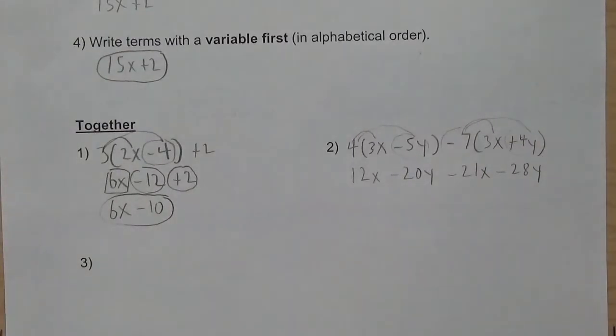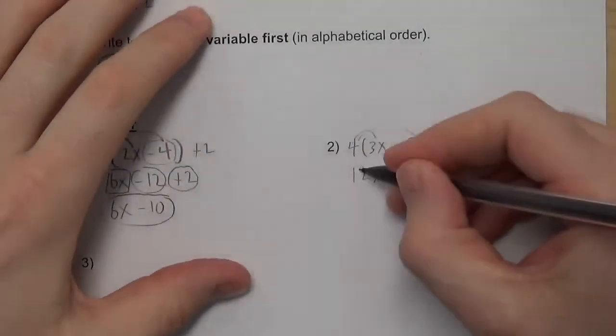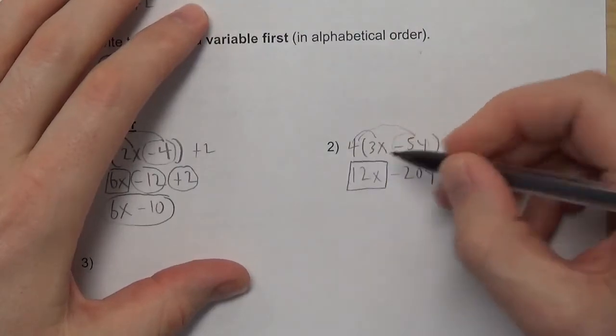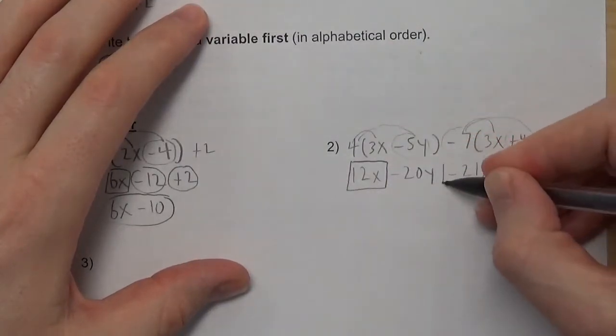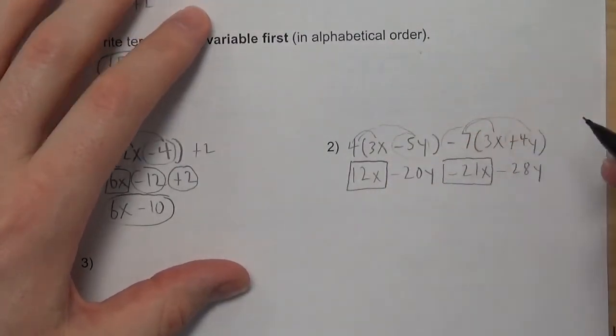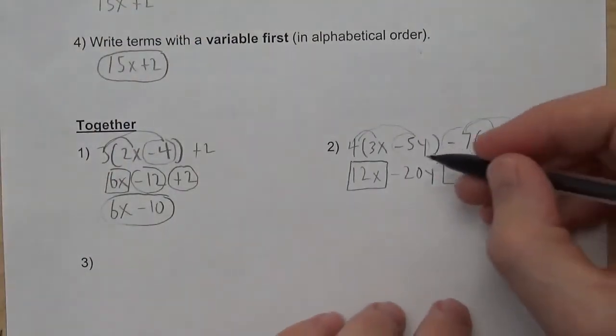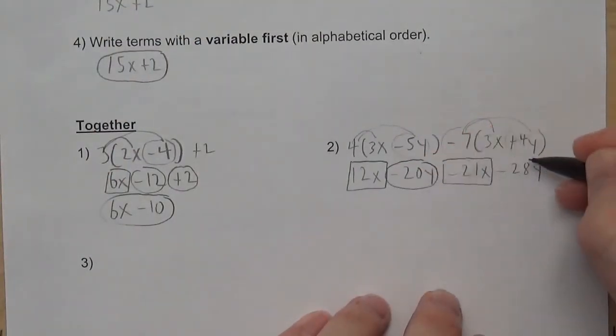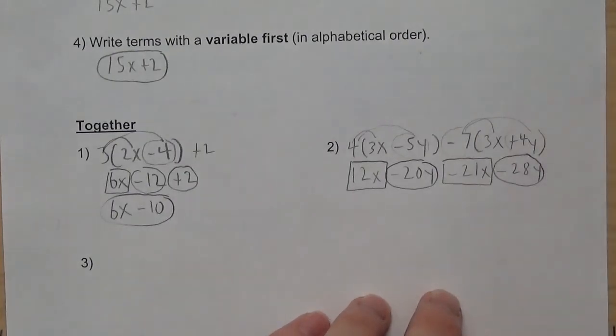So now we look for our like terms. We're going to start with x here. I've got 12x. Look for anything else that has an x. There we go, negative 21x. And then I've got negative 20y and negative 28y that are like terms. Make sure you get those signs in front of those as you identify those like terms.